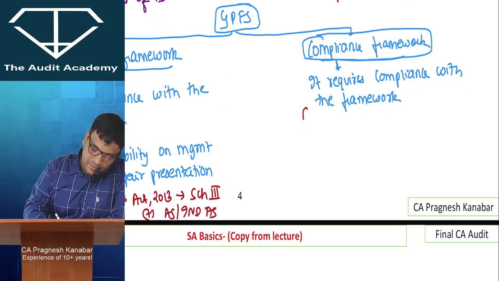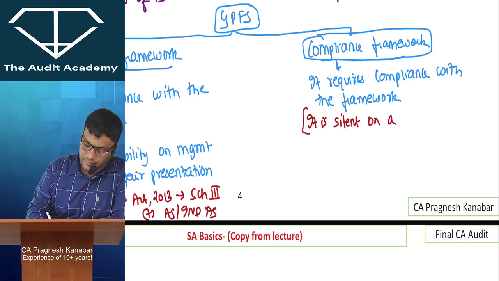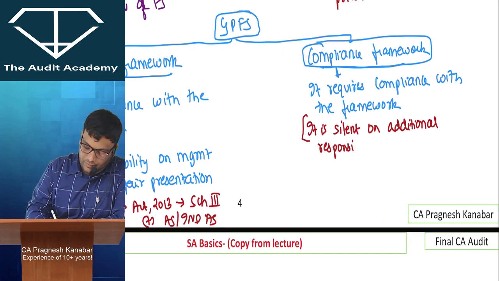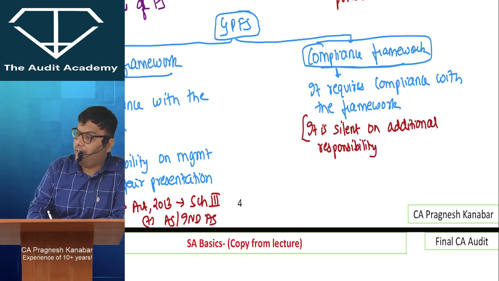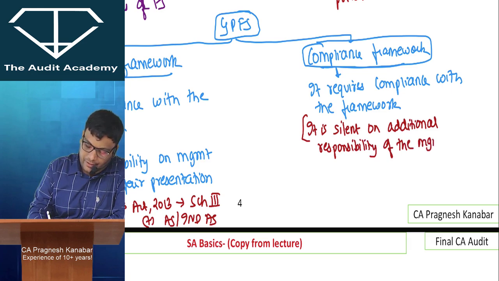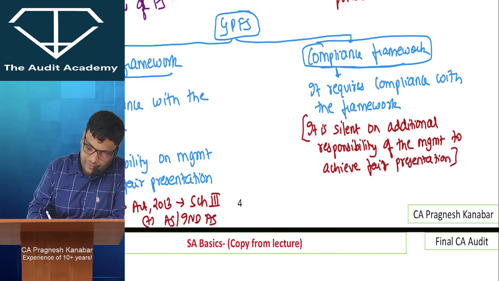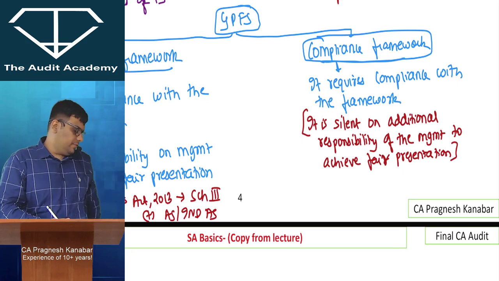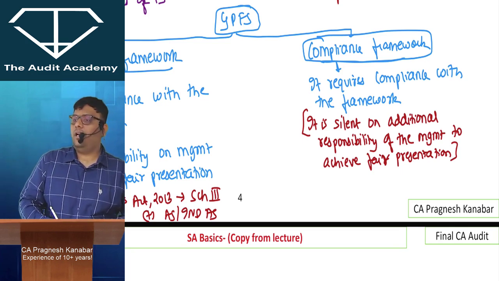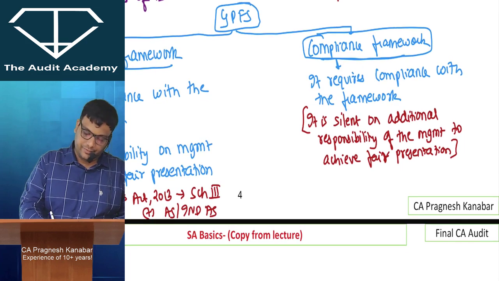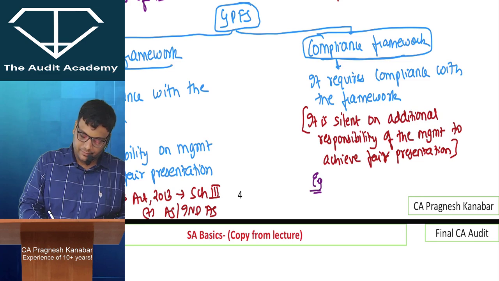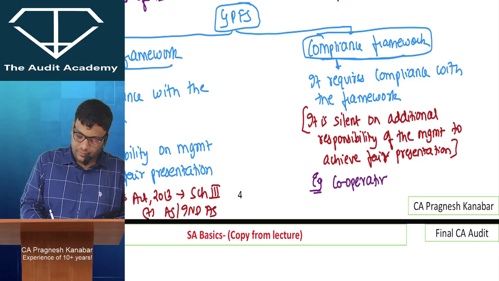It just requires compliance with the framework. It is silent on additional responsibility of the management to achieve fair presentation. Example, cooperative society accounts.